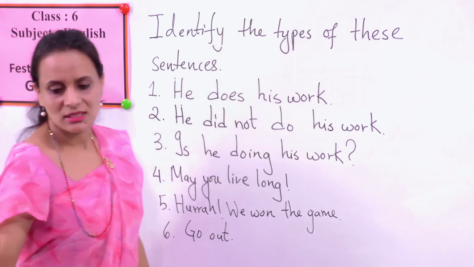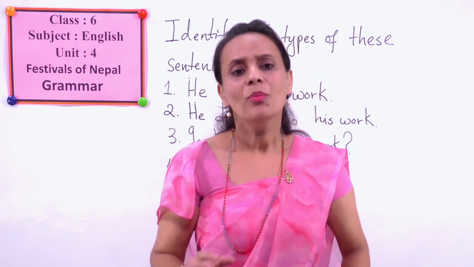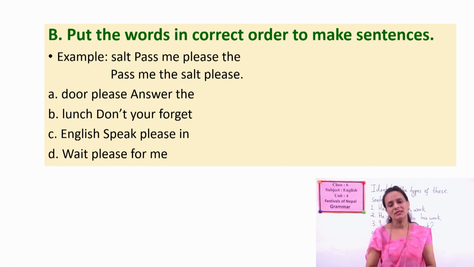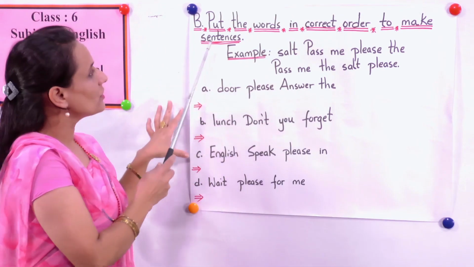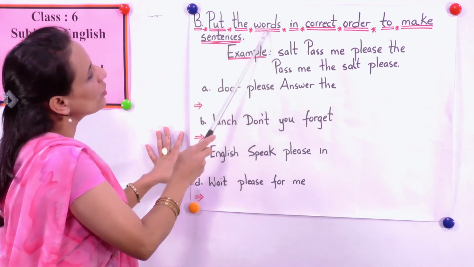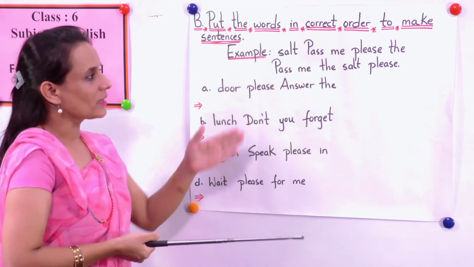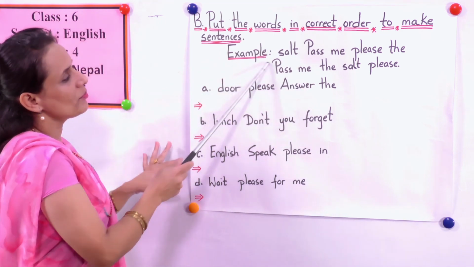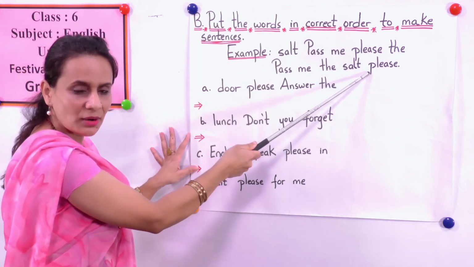Okay, my dear students, now let's see there in your book. We have another exercise also. Put the words in correct order to make sentences. Okay, how to put these words in correct order to make sentences. I'll show you here in the chat. I have taken it from your book. It's on page number 38 of your book. You see it? You have to put it in correct order. And the example is also given. Example, salt, pass me, please, the. Pass me the salt, please. Okay, I've taken it from the book.